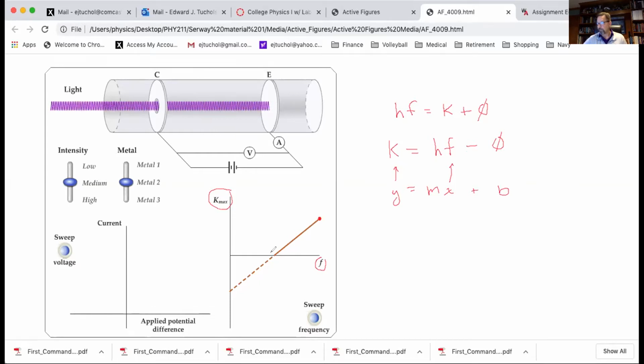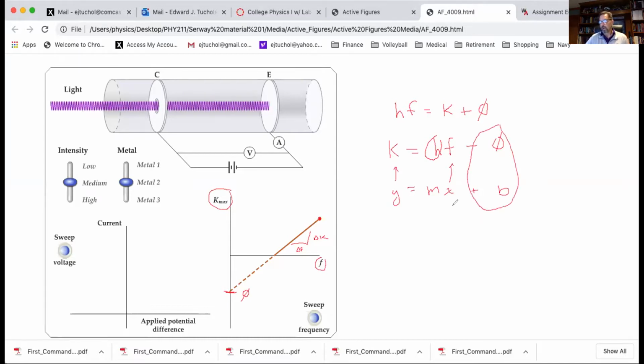So apparently the slope of this line here, the change in the kinetic energy divided by the change in the frequency, must be Planck's constant, right? And furthermore, the y-intercept right here must be the work function, right? And it is negative, as is predicted right here.